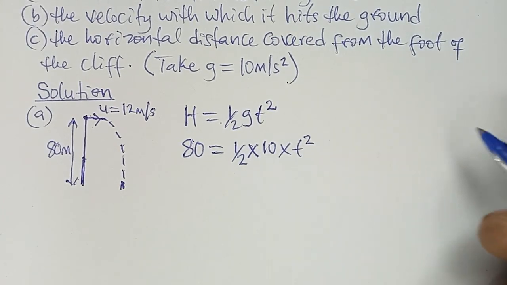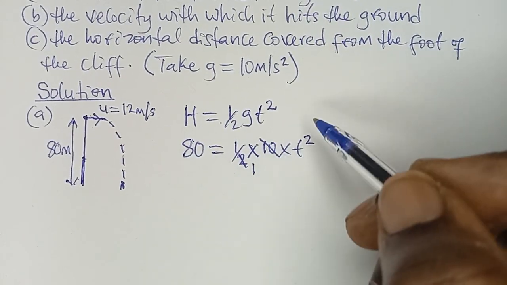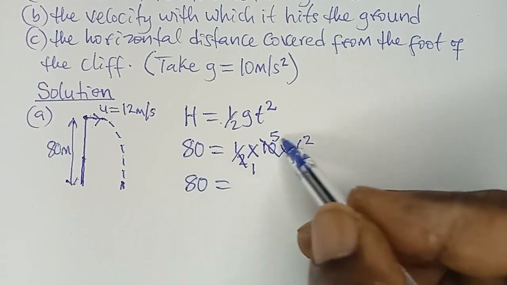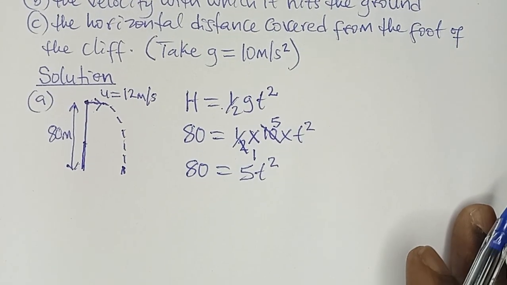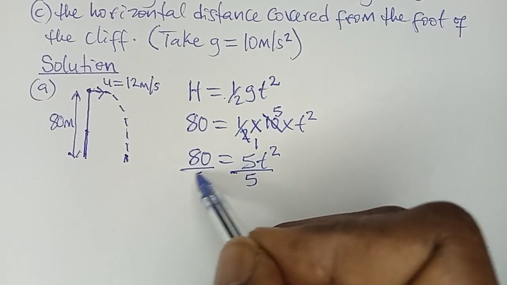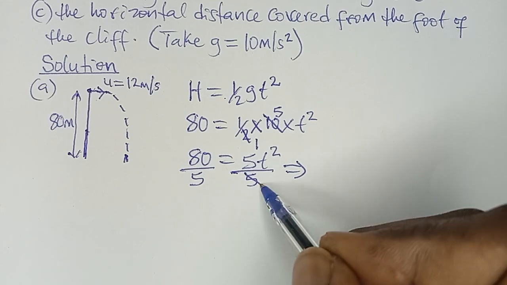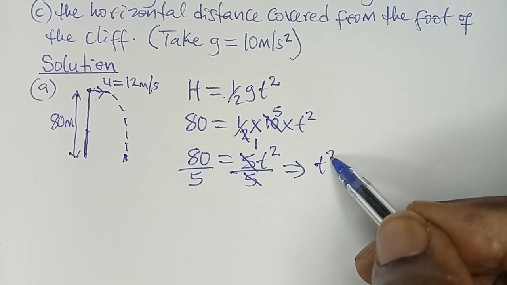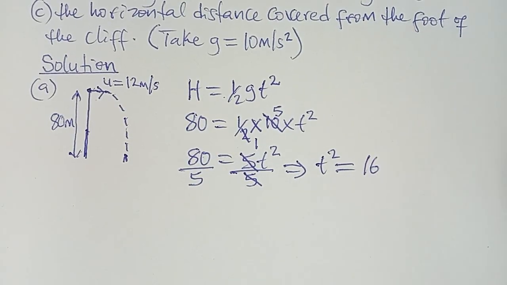We are looking for the time. So 2 divided by 2 is 1, and 10 divided by 2 is 5. So I have 80 equals 5t squared. To get the value of t squared, I divide both sides by 5. That cancels and I'm left with t squared equals 80 divided by 5, which is 16.